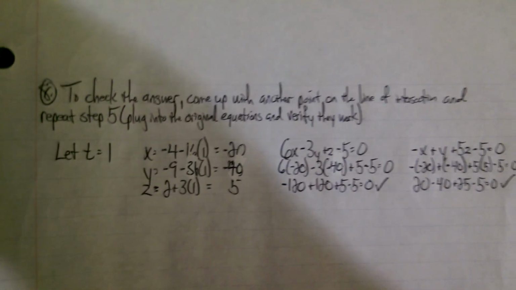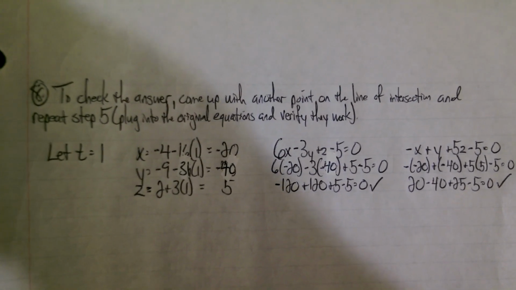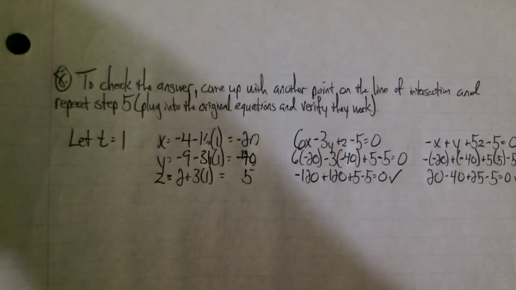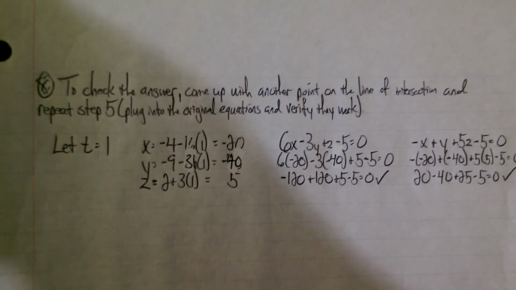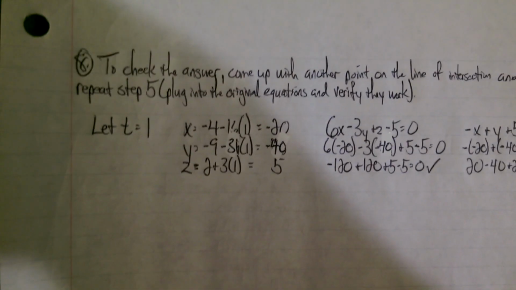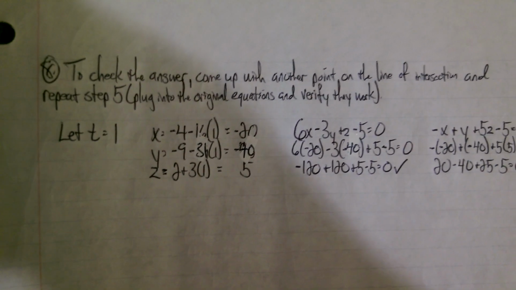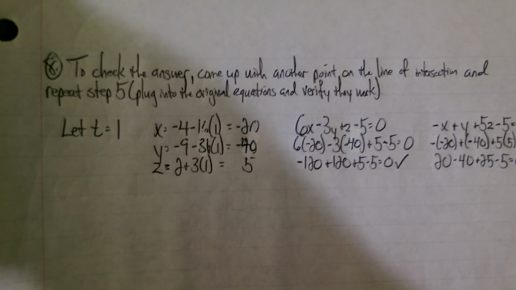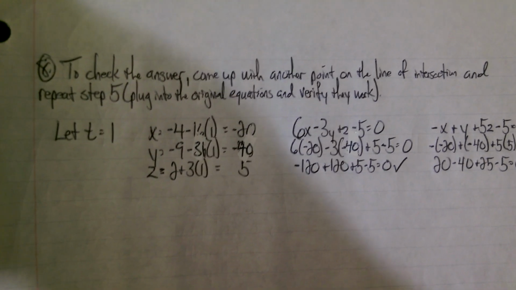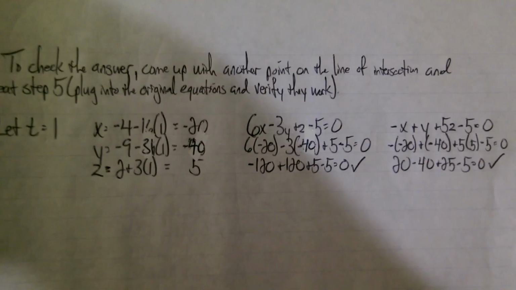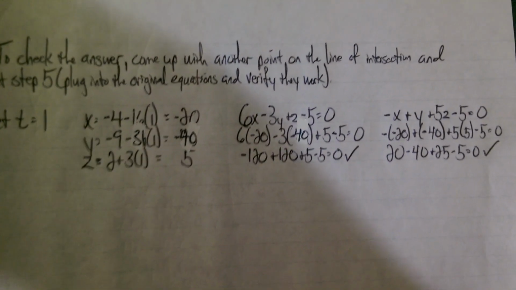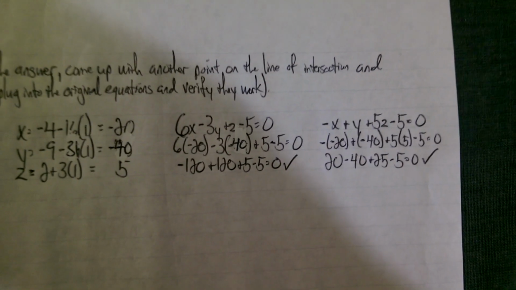So the final step is to check the answer. We want to come up with another point on the line of intersection and repeat that step 5. Plug into the original equations and verify they work. So we're going to go ahead and let t equal 1. Plugging into our parametric equations, we get x equals negative 20, y equals negative 40, and z equals 5. Again, we take the original equations, plug in our x, y, z values, and once again we can see everything works out.